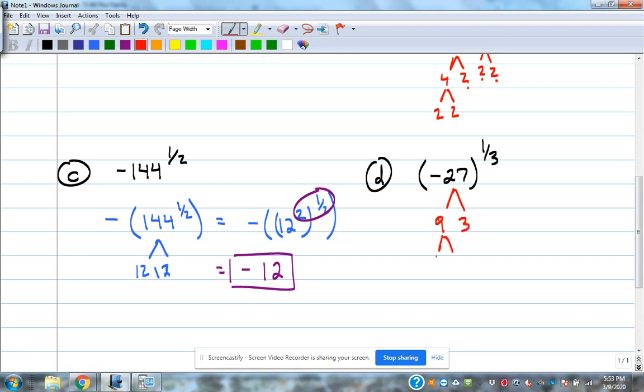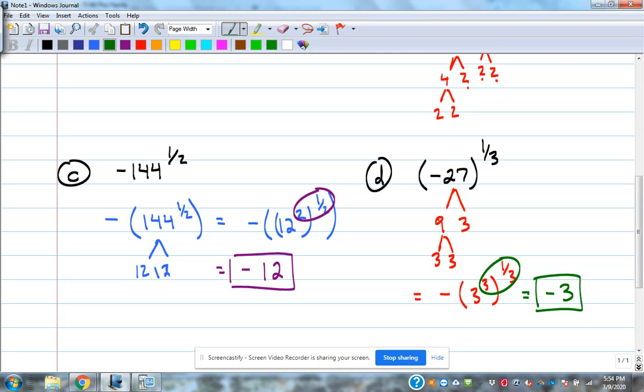9 and 3, 3 and 3. So we really have a negative and then 3 cubed raised to the 1/3 power. That's really what we have. And then we multiply these together. 1/3 of 3 is 1, and we have a negative 3 as a final answer there.